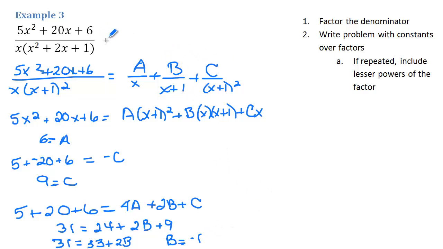So our new equation will say our partial fractions are 6 over x plus negative 1 over x plus 1 plus 9 over x plus 1 quantity squared.